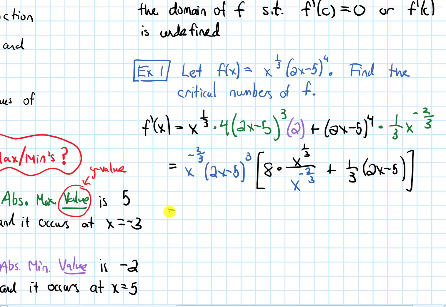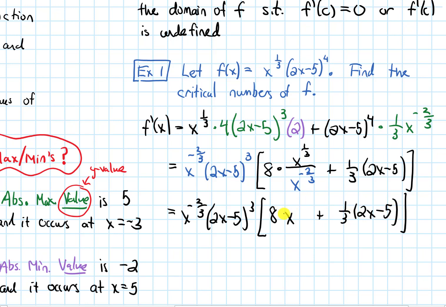Okay, so we have this x to the negative 2/3 times (2x minus 5) being cubed. And then in brackets, now we have 8. And then this x to the negative power, I can bring it to the numerator, and that'll become positive. So I got x to the 1/3 times x to the 2/3. So the powers are going to add, and that'll just give me x to the 1, which is x. Okay, so that's very nice. And then we'll have plus that 1/3 times (2x minus 5).